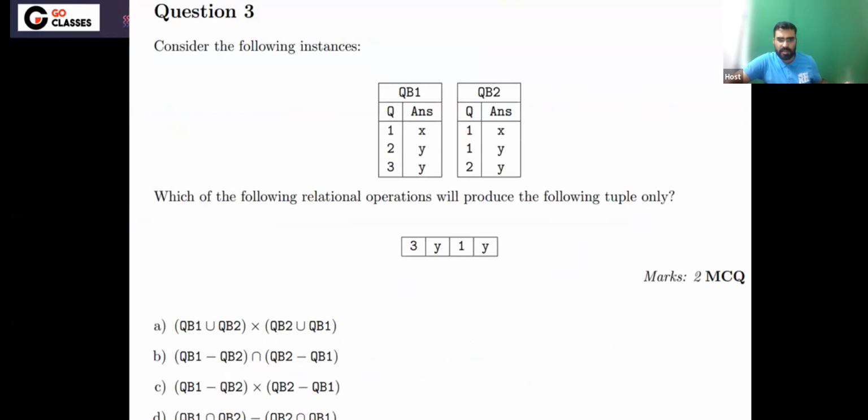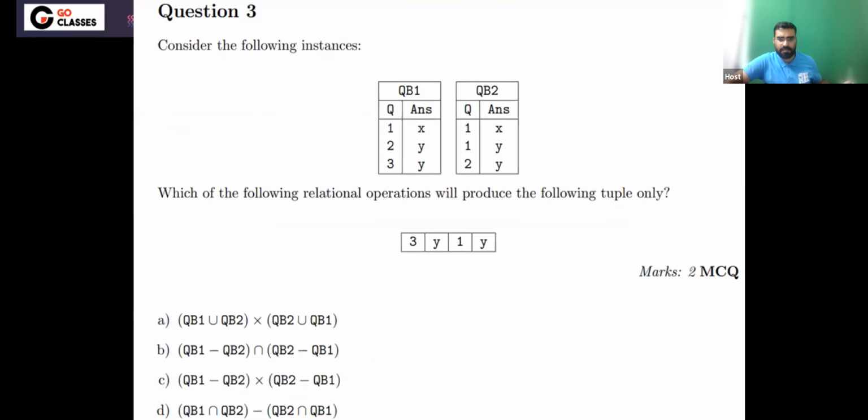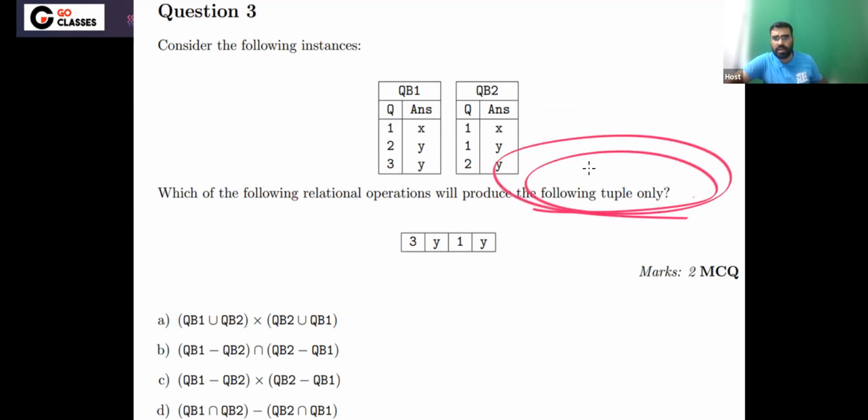On your screen, this is the question. Now let's check it out. Tell me the answer for this question. First of all, you can notice that 2 options you can directly eliminate. The following instances, 2 instances are given to you. And the question is asking which of the following relational operations will produce the following tuple only.